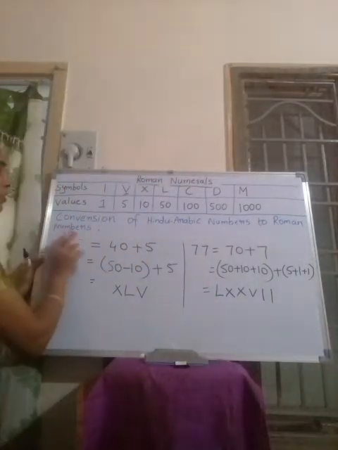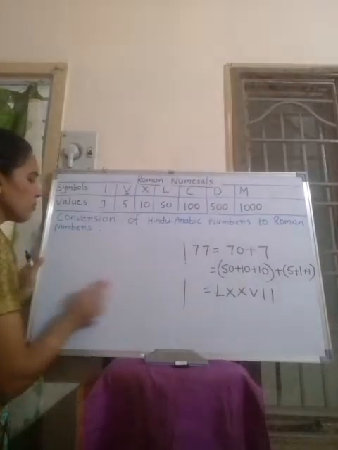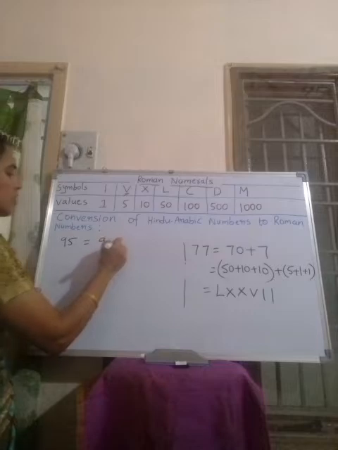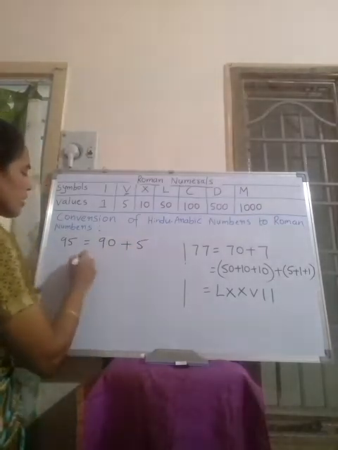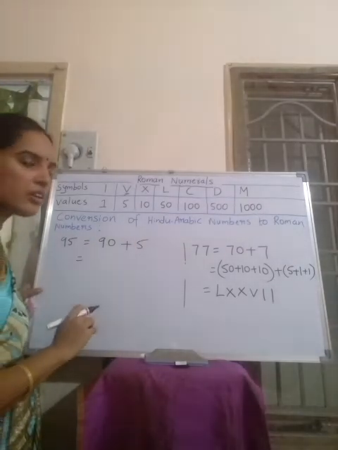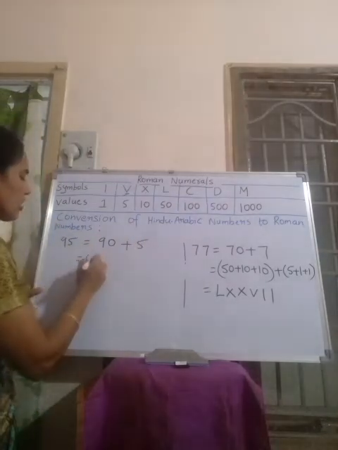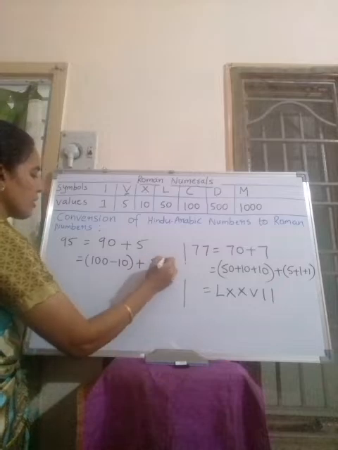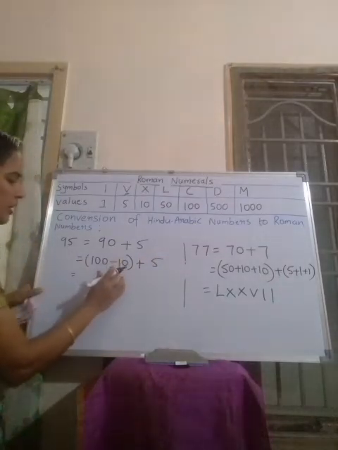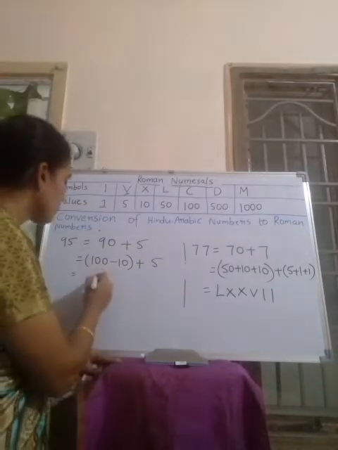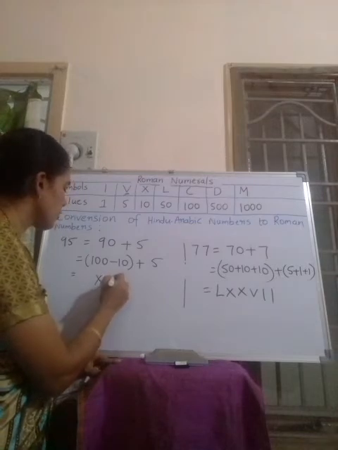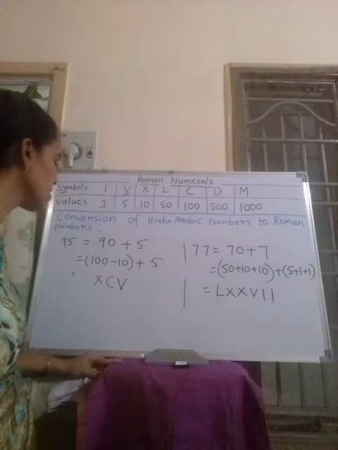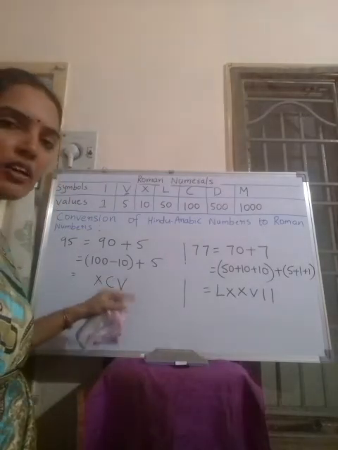Let's take now another number, that is 95. 95 is 90 plus 5. Do we have a symbol for 90? Not there. It is close to 100, that is 100 minus 10, plus 5. Minus is given, 10 we are subtracting, that is X we are subtracting from C, and then next taking V: X, C, V. This is how we write 95.